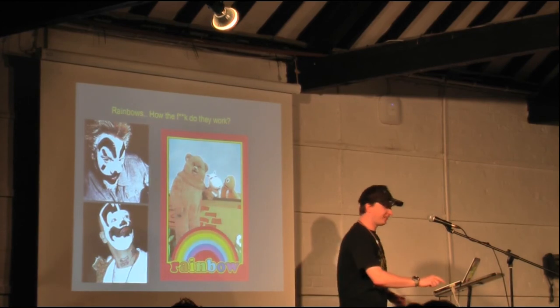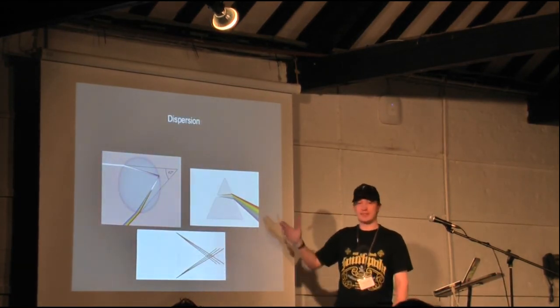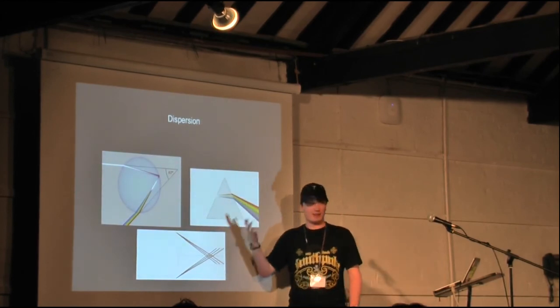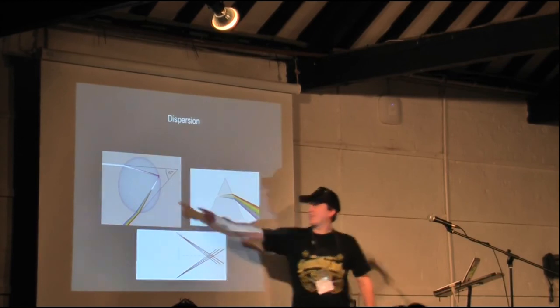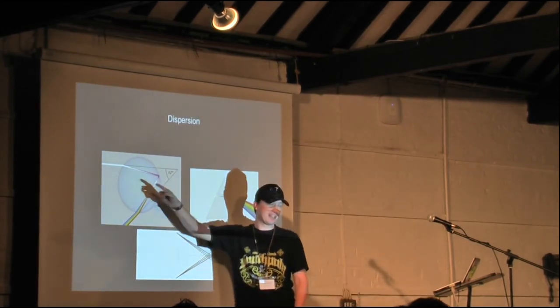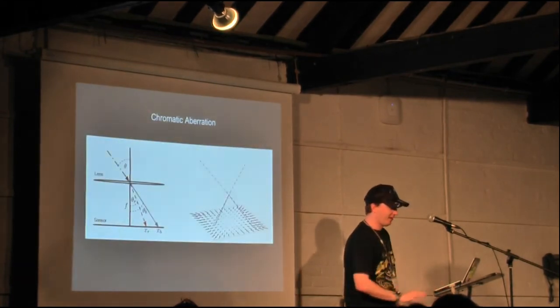Alright? So, luckily I did. This is how rainbows work. A thing called dispersion. As light enters a medium, it will change direction and disperse. So this is how a real rainbow works, 40 degrees from a rainbow. So, why do we care?